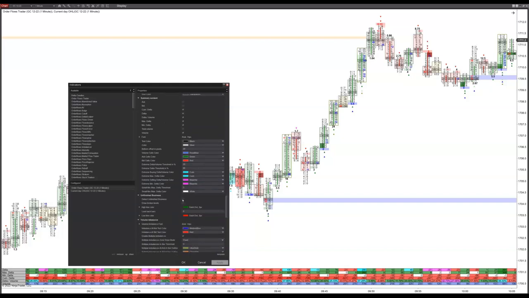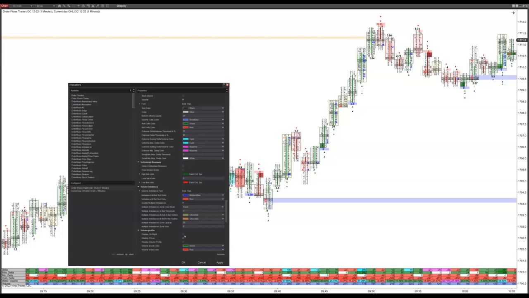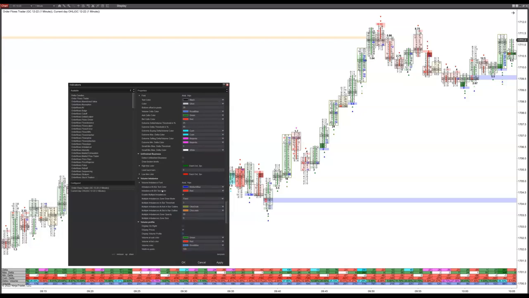Now, unfinished business, by default it's off, but if you want it on, you just click detect unfinished business. You can also draw the broken levels if you like. I'm not going to get into that today. The volume profile, by default it's off, but if you want it on, you just click display volume profile, which is this one. Choose if you want it on the right, otherwise it would show up on the left. Now this part in here, volume imbalance.